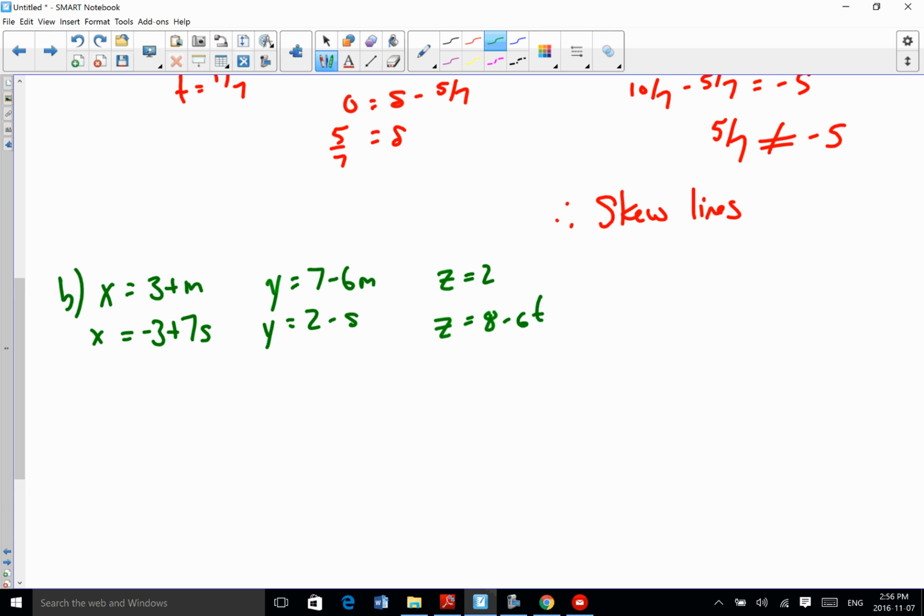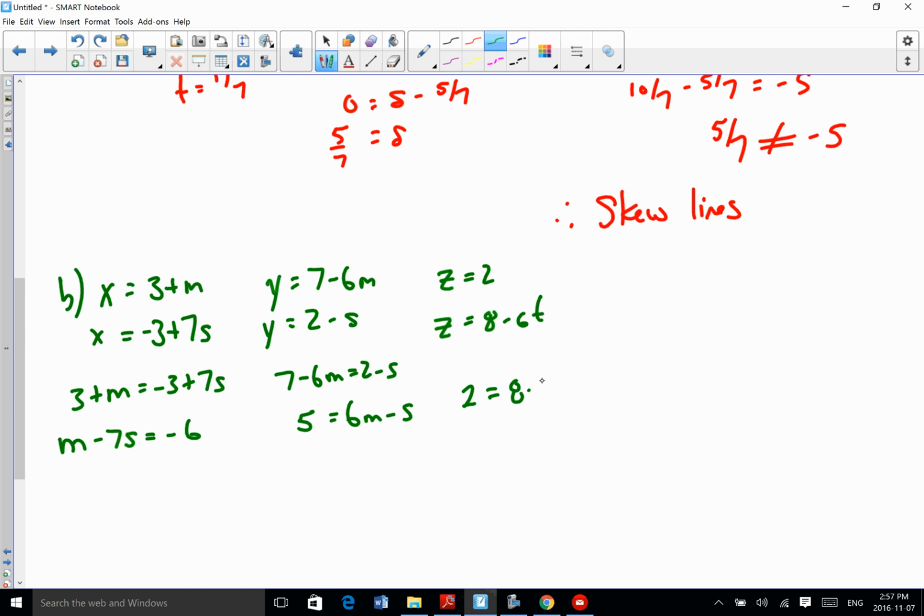We're going to try and make them a little bit easier to work with just for a second. So let's rewrite them. 3 plus m equals negative 3 plus 7s, or in other words, m minus 7s equals negative 6. Do the same thing with the y's. So m, we want to make it positive, so I'm going to bring the m to this side and bring the 2 back to the other side. So I get 5. And the nice thing with z is z only has one variable in it.